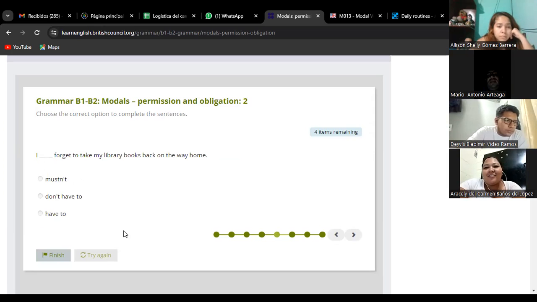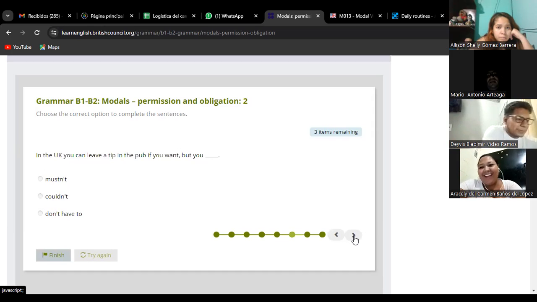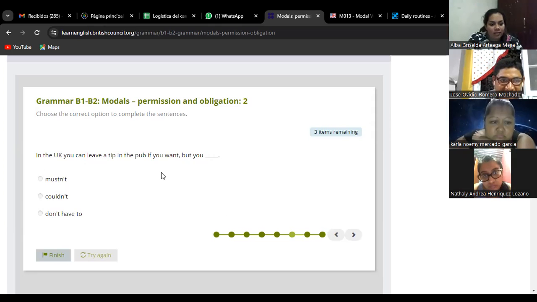Forget. Don't have to. Don't have to. The pub, the UK. ¿La del bar? Yo la dije. Mustn't, creo que. ¿La del tren? Can't, creo que me dijeron, ¿verdad? Aquí. Sí.